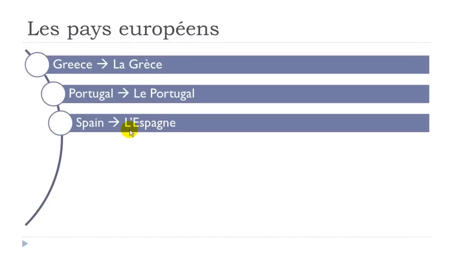L'Espagne. Okay, don't insist on the final E because basically it's not pronounced. L'Espagne, gne, gne, gne. L'Espagne, l'Espagne.